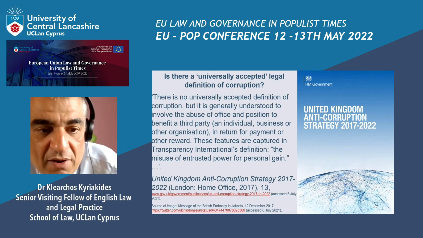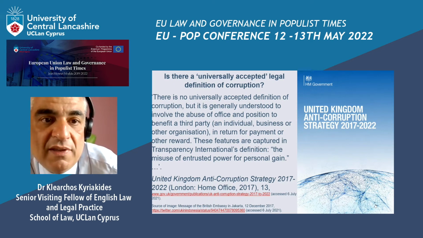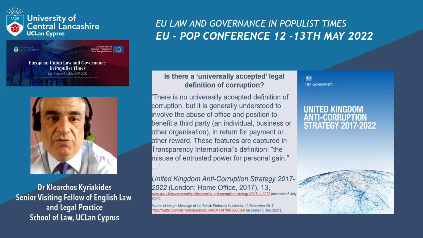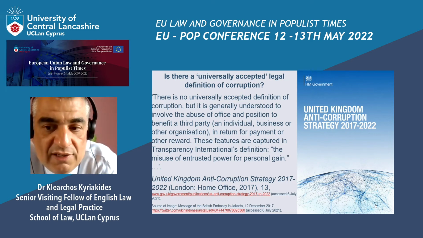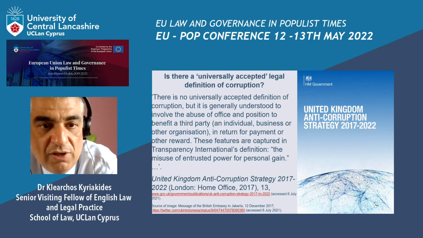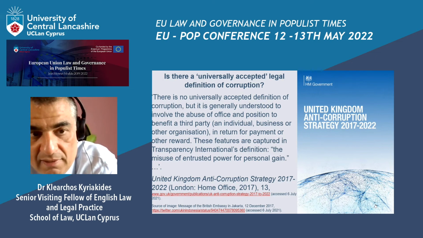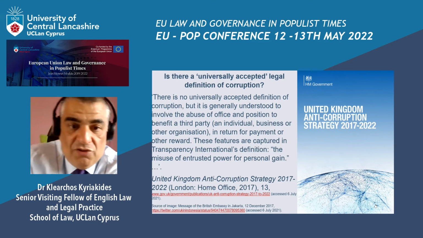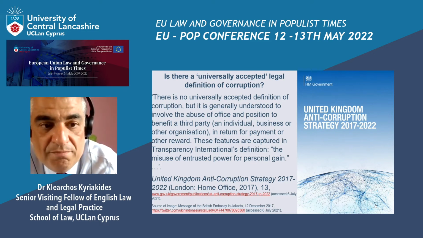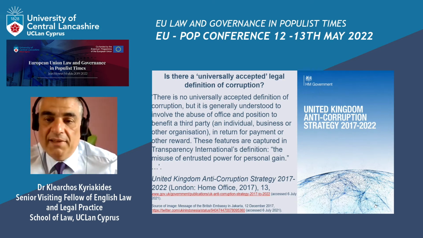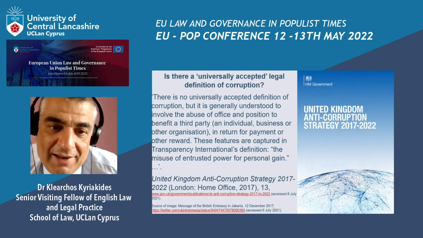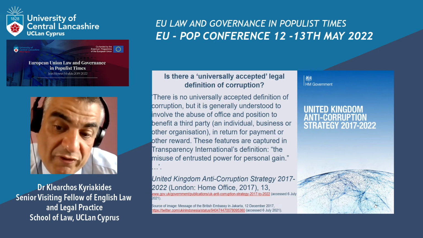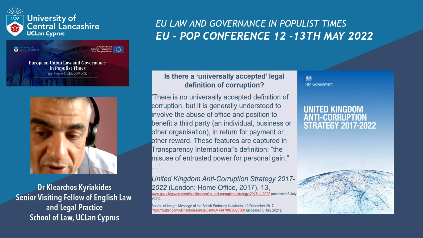You will see here from the United Kingdom government's anti-corruption strategy for the period 2017 to 2022 that there is no universally accepted definition of corruption. But as far as this strategy is concerned, the concept is generally understood to involve the abuse of office and position to benefit a third party, such as an individual, business or other organisation, in return for payment or other reward. These features are captured in Transparency International's definition, the misuse of entrusted power for personal gain. Now, in that definition, there is an implicit acknowledgement that corruption is capable of afflicting both the public sector and the private sector.